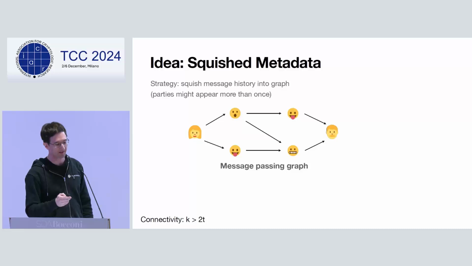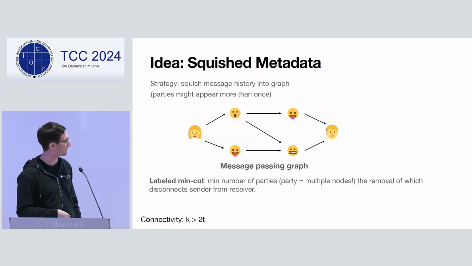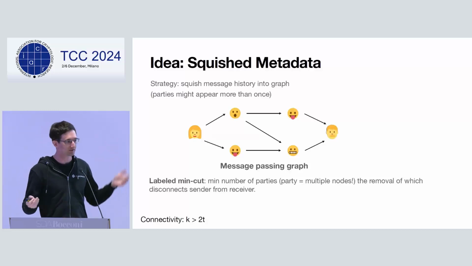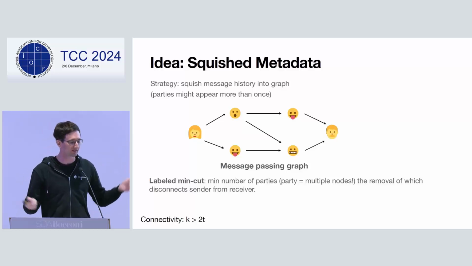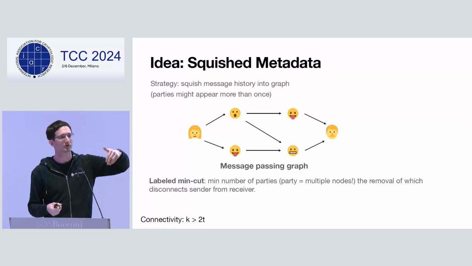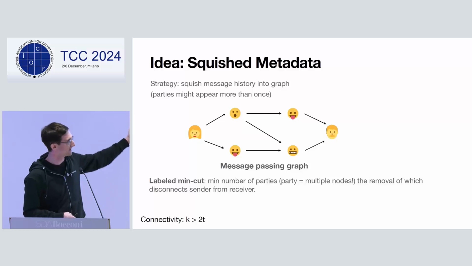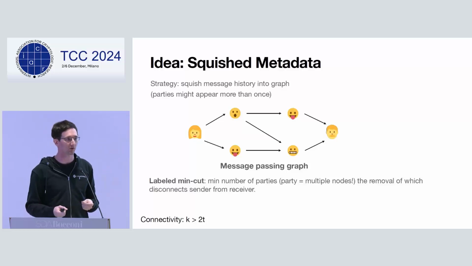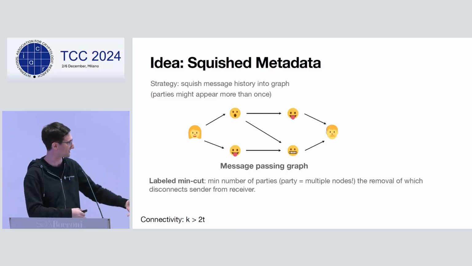Now, it turns out there is a nice property in graph theory, a problem called labeled min-cut, which says, okay, what's the minimum number of parties which disconnects this graph? Intuitively, what this gives you, right? If this is small, that means you only need a few nodes to cheat, to send a fake message. If this is high, that means most likely the message was going over one path which only contained honest parties, and we're good. So this is a way to distinguish fake messages from real messages.